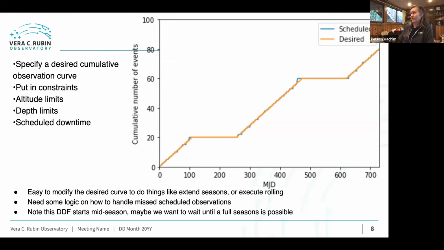And Jelko asks, the code can support different strategies for different DDFs? Absolutely. My plan would be to make a script for each deep drilling field and just list out all the times we want each one, so each one could be solved independently.